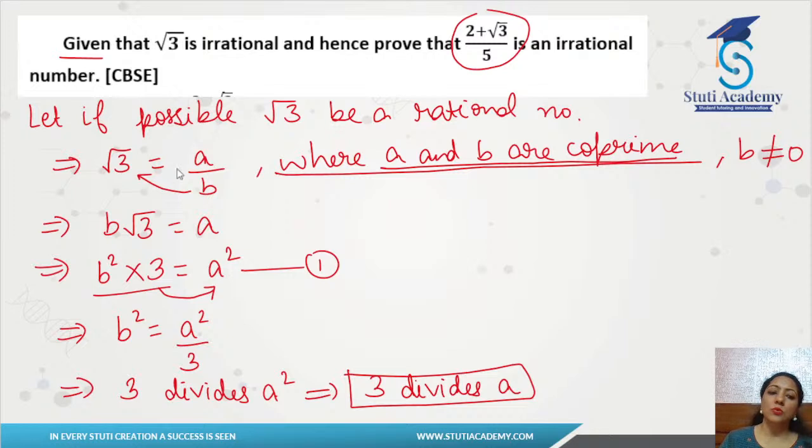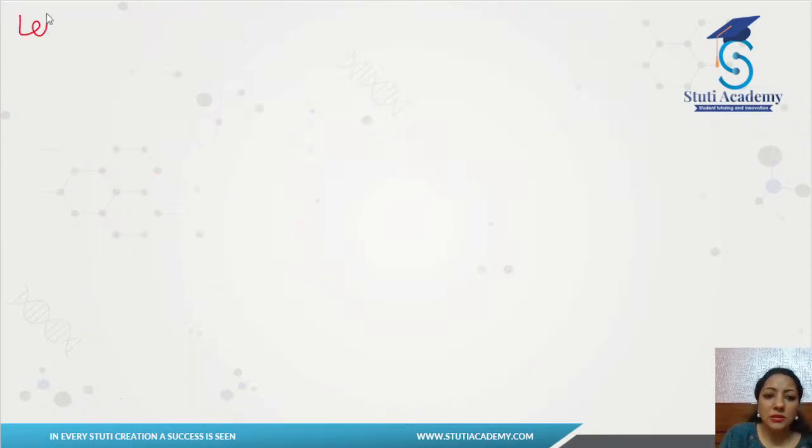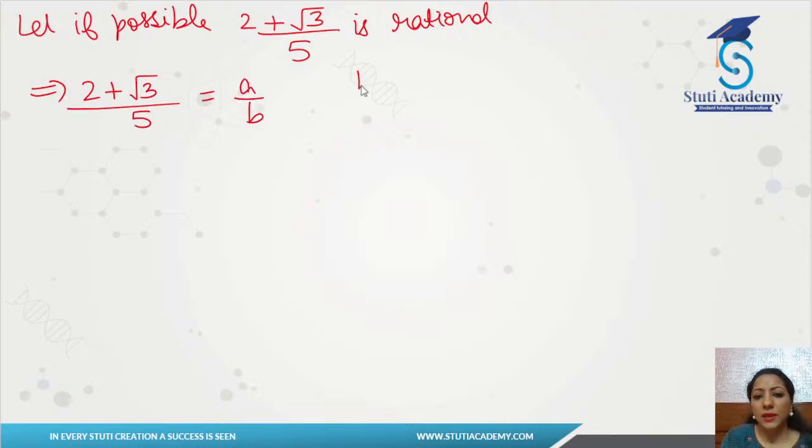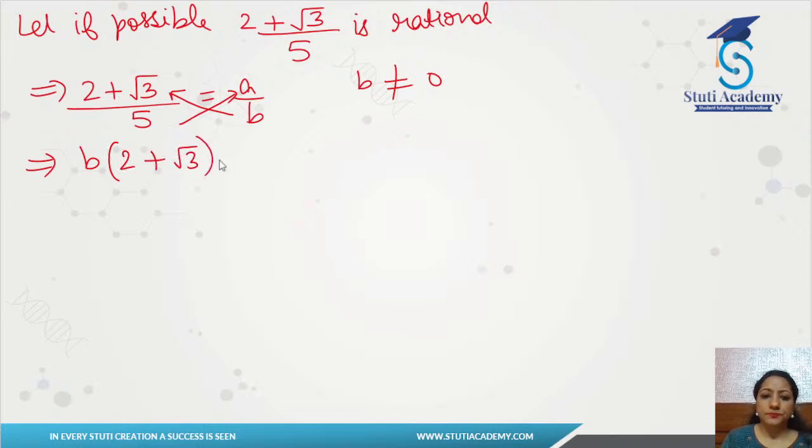We are going to start like this. Let, if possible, 2 plus root 3 upon 5 is a rational number. Now, if it's a rational number, we can write this in the form of a upon b, and b we are going to take non-zero. Now, we'll take this b on the other side and this 5 on the other side. So, actually, we are cross multiplying. So, this is b times of 2 plus root 3.